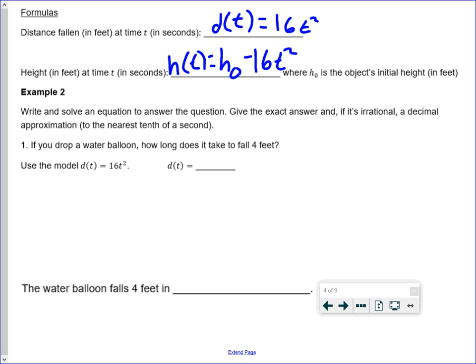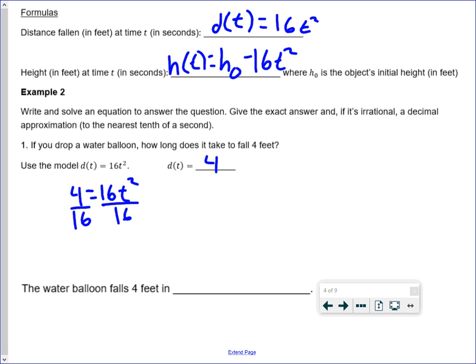So let's go ahead and do a problem. If you drop a water balloon, how long does it take to fall 4 feet? We're told to use the model d of t equals 16t squared. In this problem, d of t equals 4 because the distance it's falling is 4 feet. So we know how long it takes it to fall 4 feet. So we get 4 equals 16t squared. We're going to divide by 16, like we always do. We set up our equation with the word problem in mind. Once we've done that, we're just going to solve for t. So isolate the t variable.